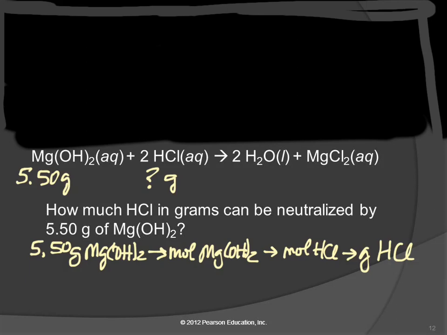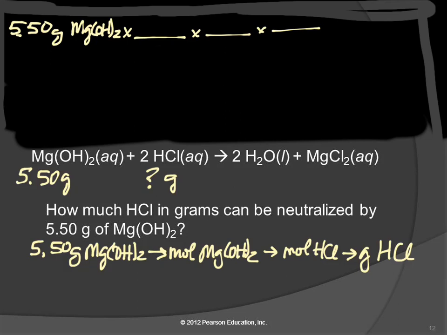So we're going to have an equation here with three fractions, three conversion factors. So 5.50 grams of magnesium hydroxide, times in a line, times in a line, times in a line, and that's going to equal something. So we just copy everything down.